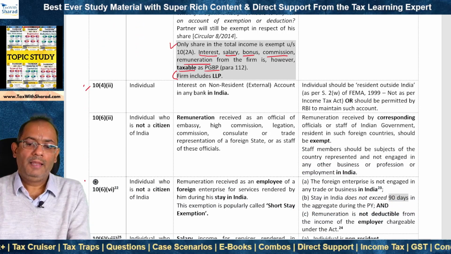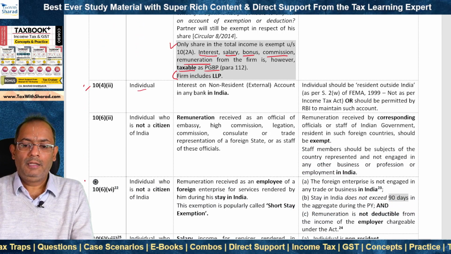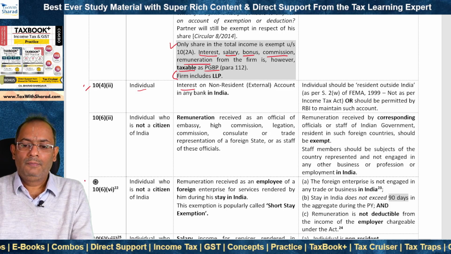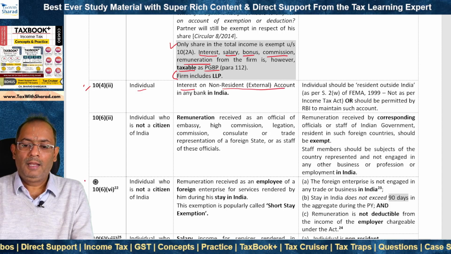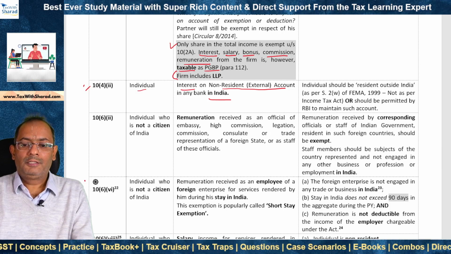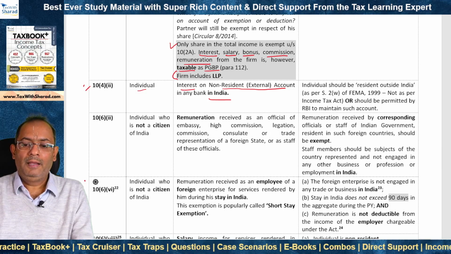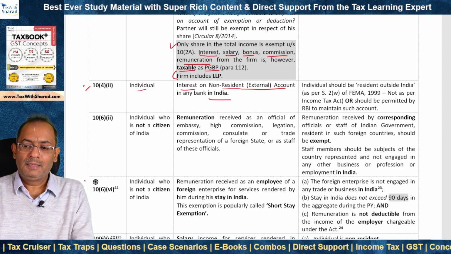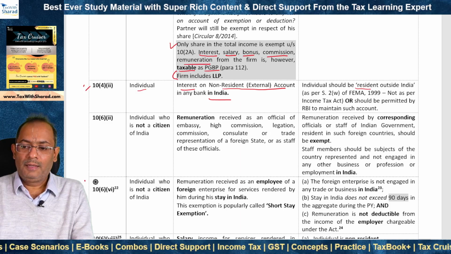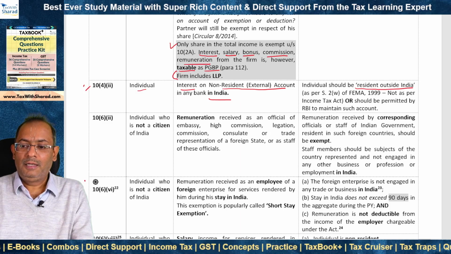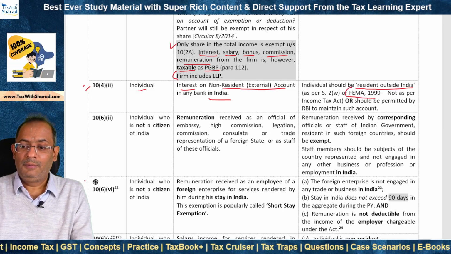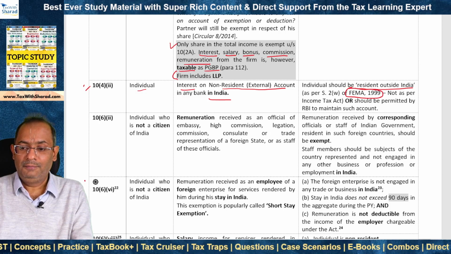Section 10(4)(ii) grants exemption to an individual in respect of interest income which is received from a non-resident external account, NRE account, in any bank in India, right? So if interest is received from such bank account in India by an individual, the interest income is exempt. However, the condition is that the individual should be resident outside India. Resident outside India, not as per Income Tax Act. This term is in the context of FEMA, Foreign Exchange Management Act 1999.